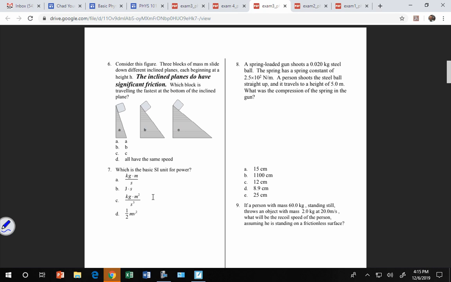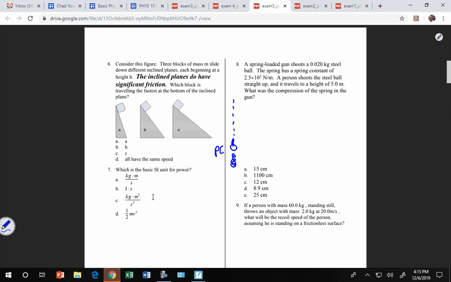Number 8. And number 8, yeah, so this was just like the conservation of energy problems. It is a conservation of energy problem, except now we're dealing with elastic potential energy. And so I have this spring, and it shoots a ball straight up. It's like a spring-loaded gun, right? And it goes up 5 meters.